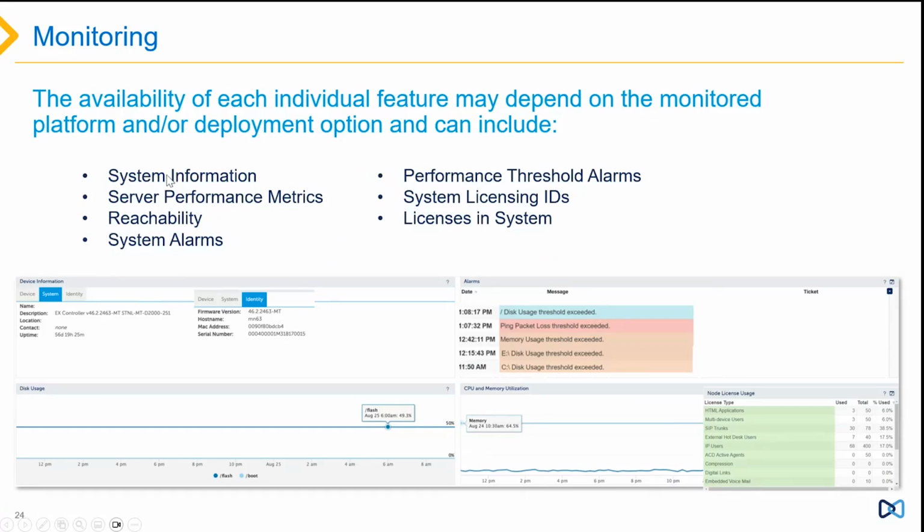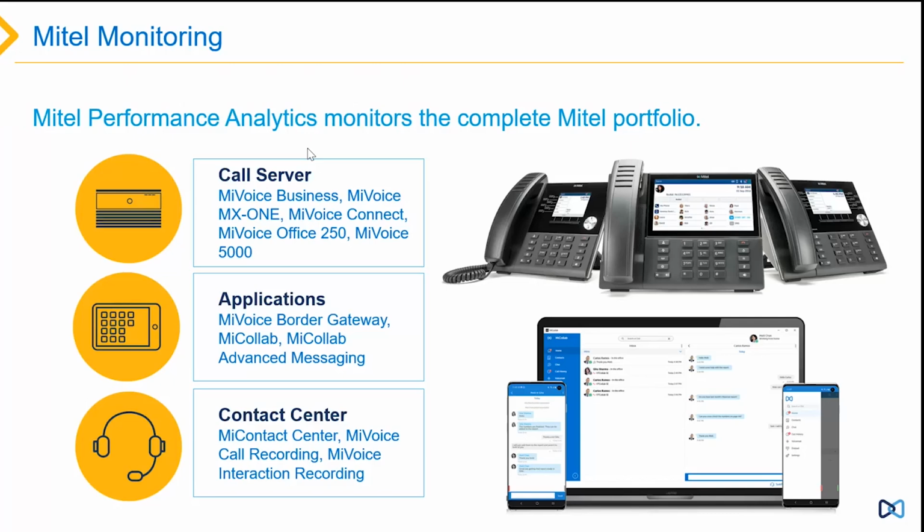Monitoring, we spoke a bit about this. Here we're able to grab system information. We can see server performance metrics, whether or not the system is reachable, performance thresholds, licensing information on the servers as well. And this information you can gather from pretty much any call control that we have connected to the system. We also have the ability to monitor devices on your network.